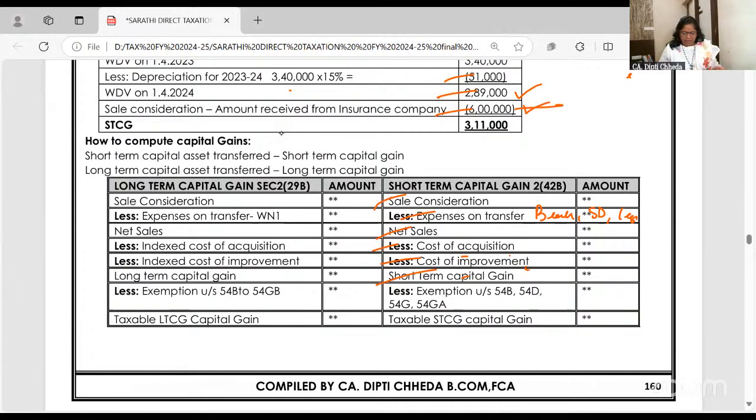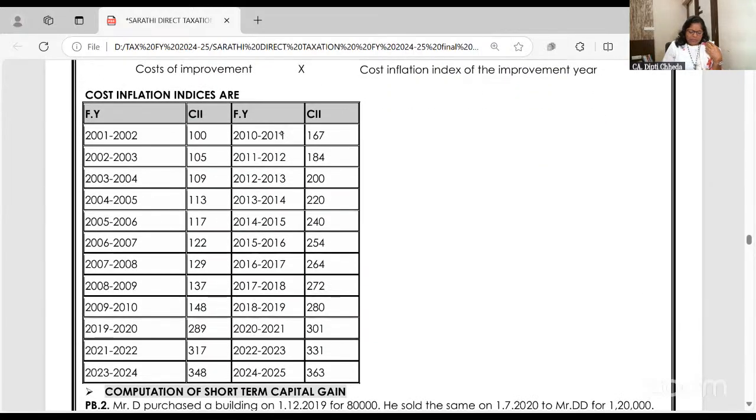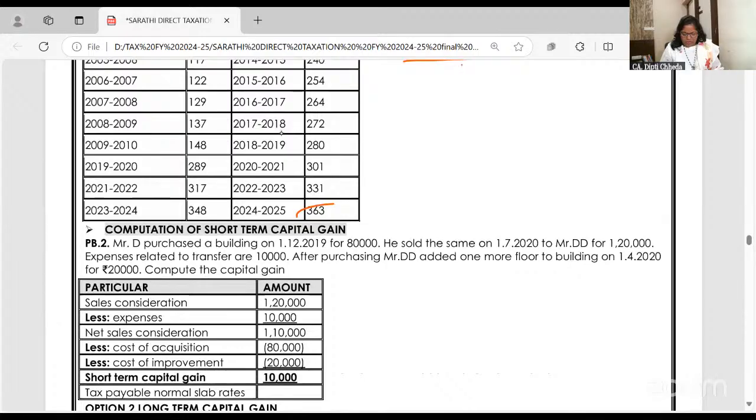You are studying quite leisurely, aren't you? The same format is applicable for long term, except here you take indexed cost of acquisition and indexed cost of improvement. Now in indexation, what do you mean by indexation? Suppose I purchased an asset for 10,000, when the index was 100, and I sold it when it was 363. The 100 that it was, with cost inflation from 2001 to now, has become 363. So if I purchased the house for 10,000, what's going to be its cost today? 10,000 into 363 divided by 100. That's the indexed cost of acquisition. In the same way, indexed cost of improvement.